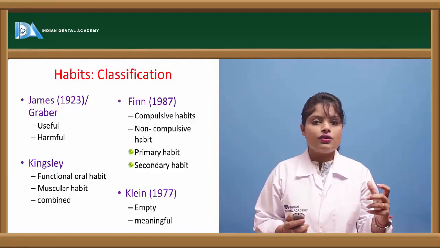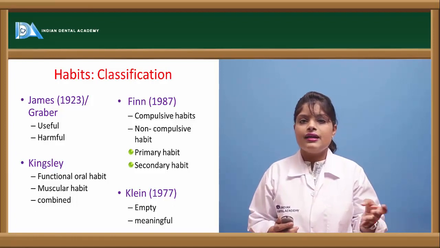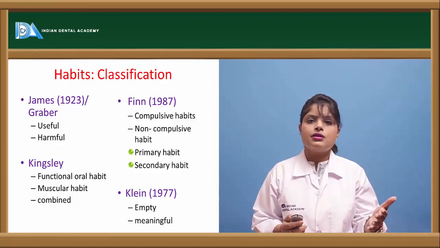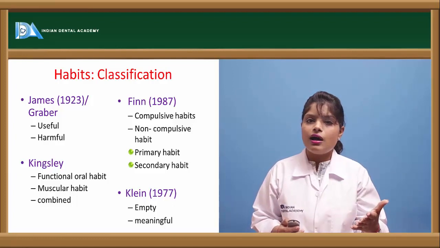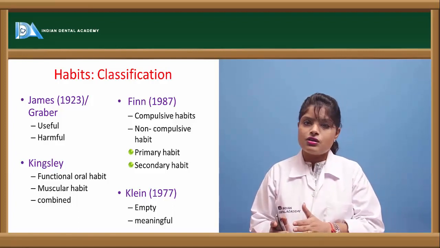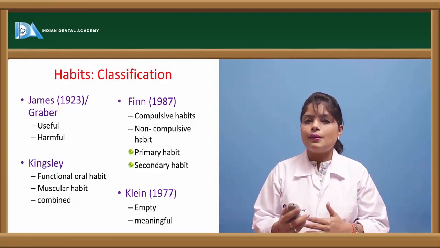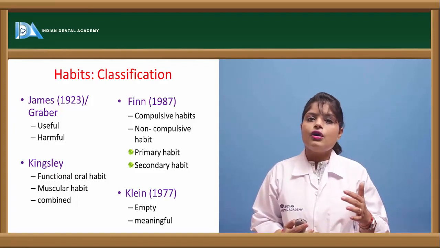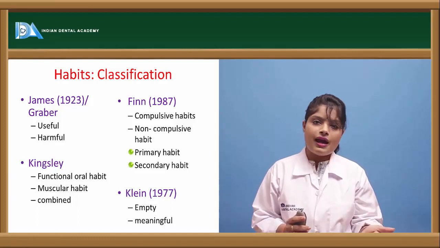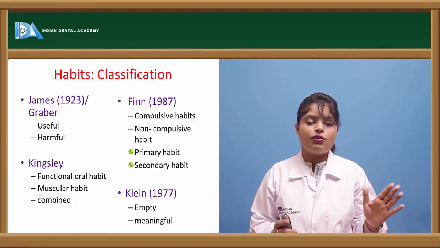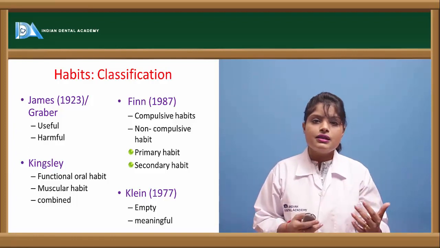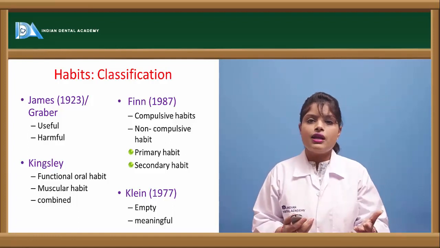There are other classifications which were put forward by various authors like Kingsley, Klein and Graber. Graber gave the classification of useful and harmful oral habits. The useful habit is like breastfeeding, and the harmful habit is thumb sucking or tongue thrusting. Then Kingsley also classified habits as functional, muscular or non-functional. Functional or muscular is basically the tongue thrusting habit. Then come the compulsive and the non-compulsive habits. The compulsive habits have an underlying psychological etiology, whereas the non-compulsive habits do not. They may be either primary or secondary, or they may be derived from any other habit. For example, the habit of finger sucking is derived from the habit of thumb sucking or tongue thrusting. Similarly, Klein classified habits as empty or meaningful habits.